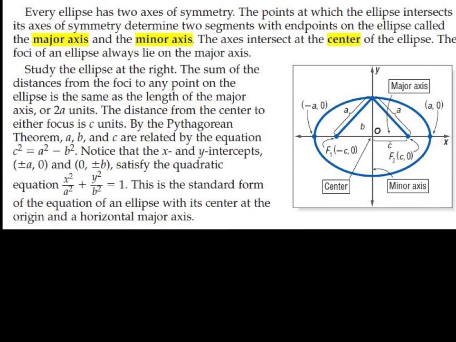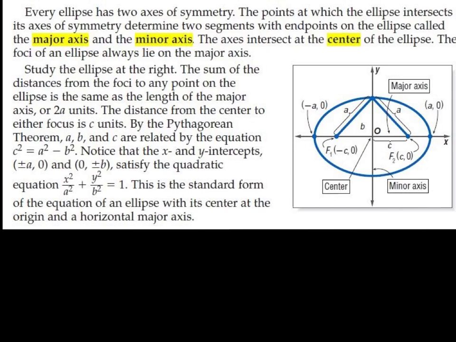Study the ellipse at the right. The sum of the distances from the foci to any point on the ellipse is the same as the length of the major axis, or 2a units. And hopefully you saw that when we did the algebra activity, that this is going to stretch out as far as you can go. There's your 2a units, and then as we move that string along there, it's the same string, so it has to add up to 2a units.